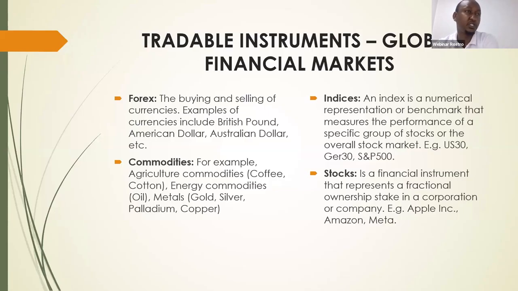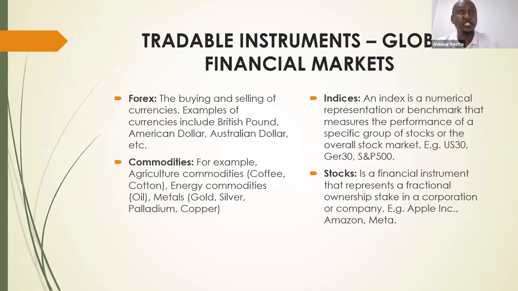Then we have commodities, whereby here we are talking about metals like gold and silver. You can talk about agricultural commodities like cotton, right? Coffee. We have corn as well. Corn is maize, it's tradable in the financial market. Energies, we can talk about oil, which is a tradable commodity.